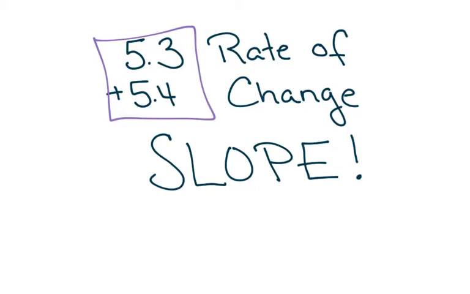All right, so the lesson today is 5.3, 5.4. It's rate of change and slope. So it's a combination lesson. It covers both 5.3 and 5.4, so the introduction of slope, and really we use the word rate of change at the beginning, but then again we use slope.